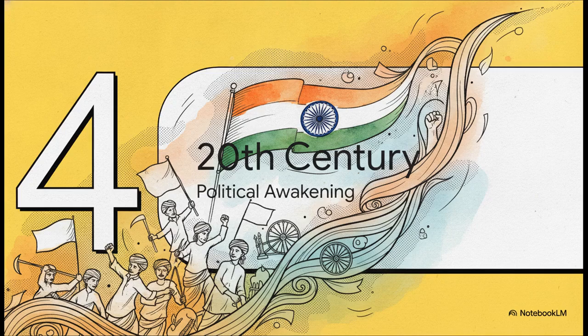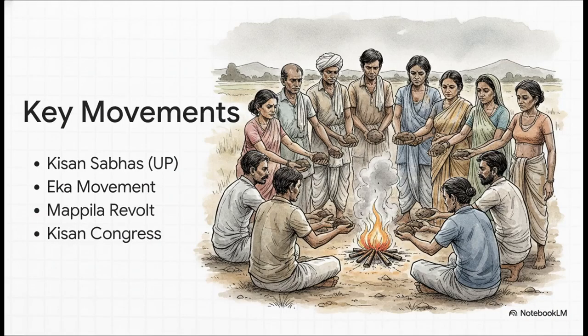Section 4. 20th Century Political Awakening. This is where our explainer narrative really hits the gas. We enter an era where peasant struggles merge directly with the national movement, and we see an absolute explosion of organized, interconnected groups. You've got the Kisan Sabhas in UP, with leaders like Baba Ramchandra successfully bringing local issues right to the attention of national figures like Jawaharlal Nehru.